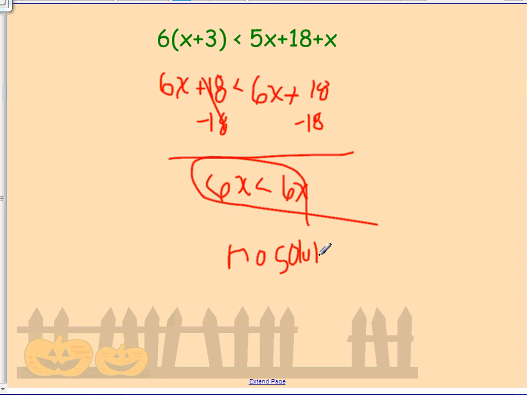The reason for this is because, as you can see, you're going to end up with 0 is greater than 0, and that doesn't really work. So there really is no solution, which is a great example of what can happen with this type of problem. Sometimes there will not always be a nice solution. Most of the time there will be, but every once in a while they like to throw you off and give you one.